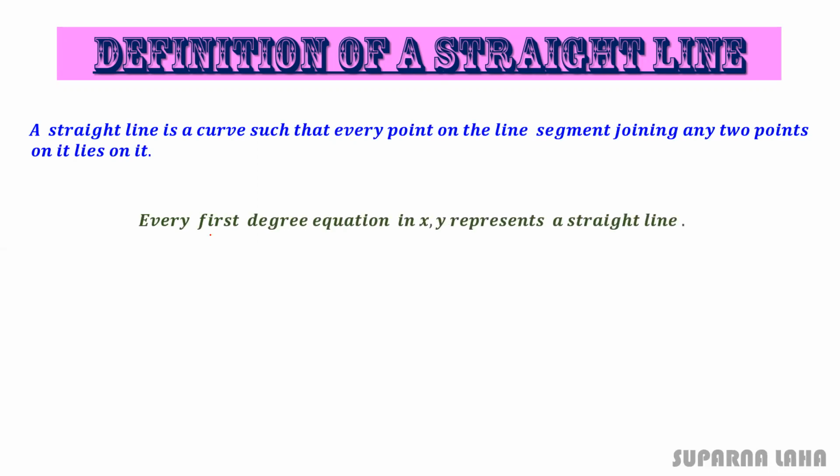So any linear equation in the form ax plus by plus c is 0, where one of a and b should be non-zero, always represents a straight line. We will talk about the different types of equations and representations of a straight line in the next class.